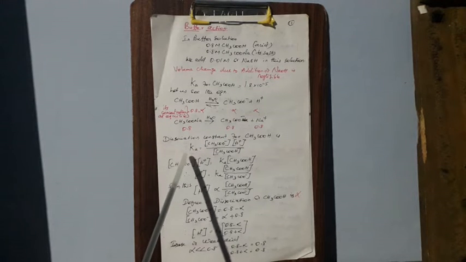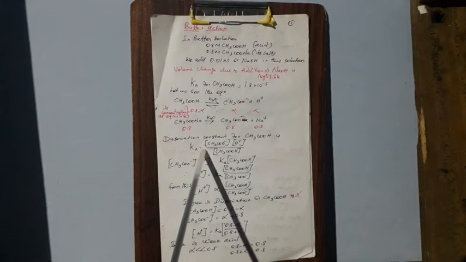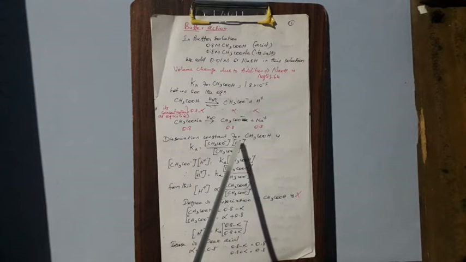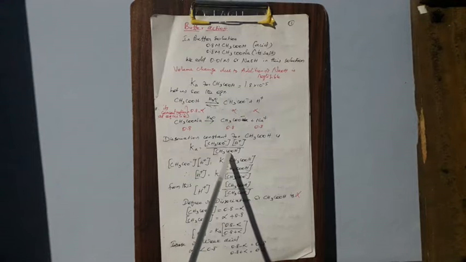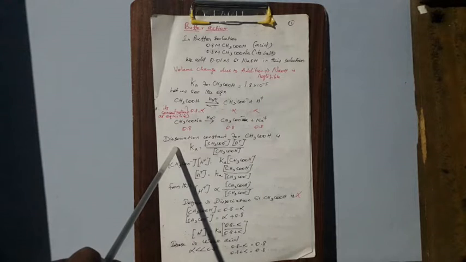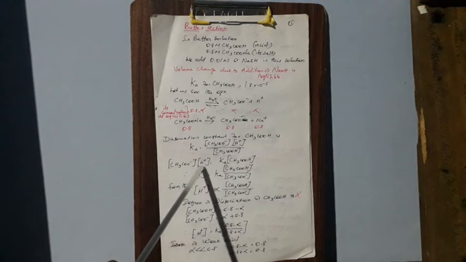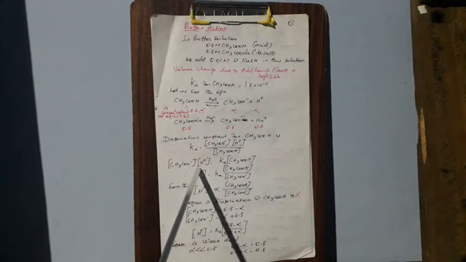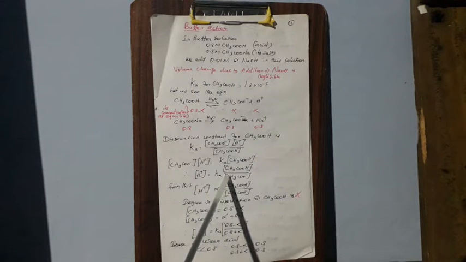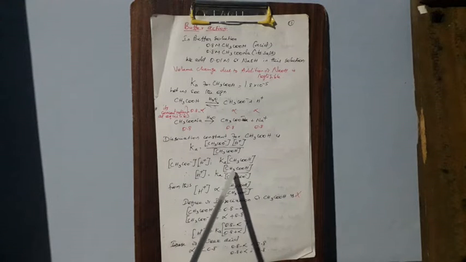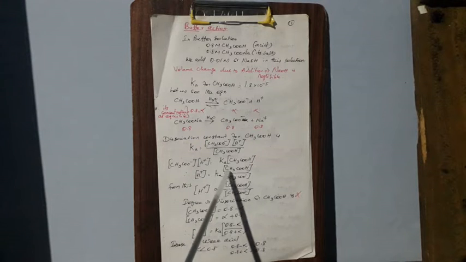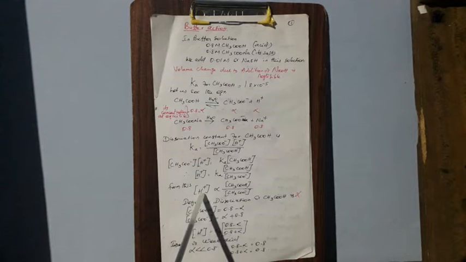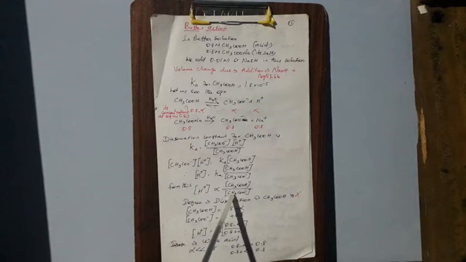Now we go to the Ka value. The dissociation constant of acetic acid, Ka, is equal to product divided by reactant, that is CH3COO minus into H plus concentration divided by CH3COOH concentration. Moving the concentration ratio, H plus is equal to Ka into CH3COOH divided by CH3COO minus. So H plus ion is directly proportional to acetic acid divided by CH3COO minus ion.